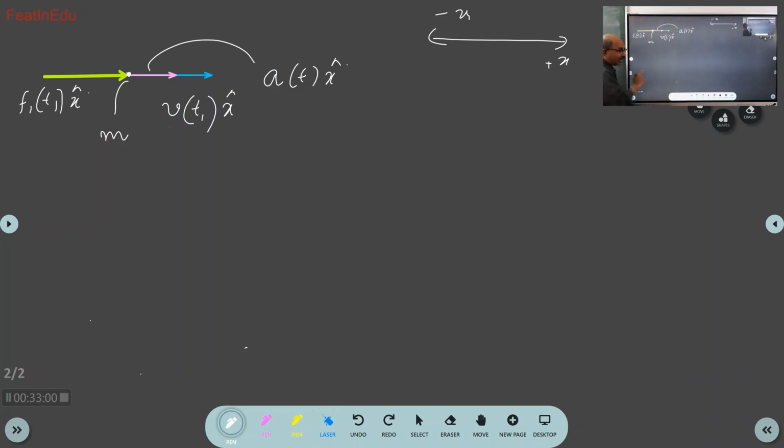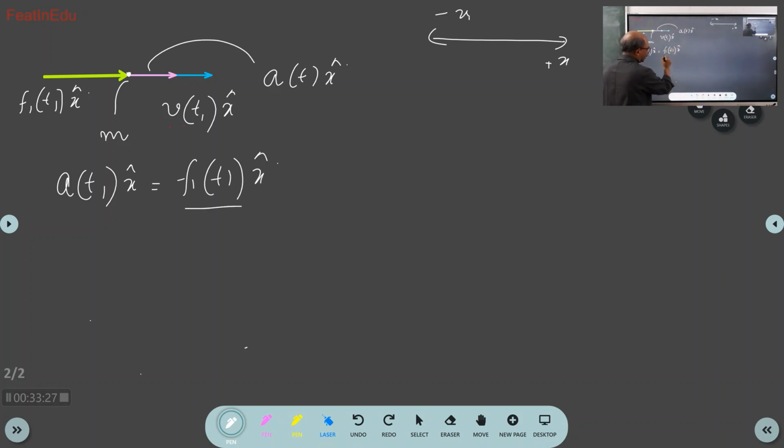Sir, by dividing by force. Correct, you are telling correctly, but tell the relation in terms of an equation. Because I am asking you what is the relation, that means I am asking you for the mathematical model. Sir, A is equal to... No, you write completely: AT1 x cap is equal to F1 T1 x cap divided by M. Brilliant, students. You have really made me proud today. See, this much knowledge you have got.